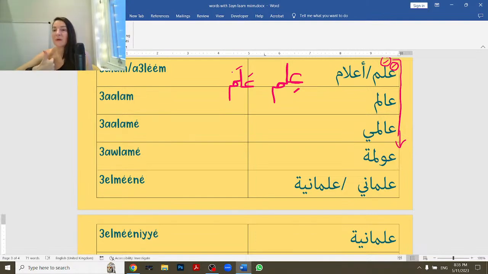Okay, so I said before عِلم, with a kasra, education. عَلَم with a fatha, that's a flag. It has nothing to do with education, although if you look at the word, as I said, it looks exactly the same if we don't put the short vowels on them. Okay, so علم, flag.